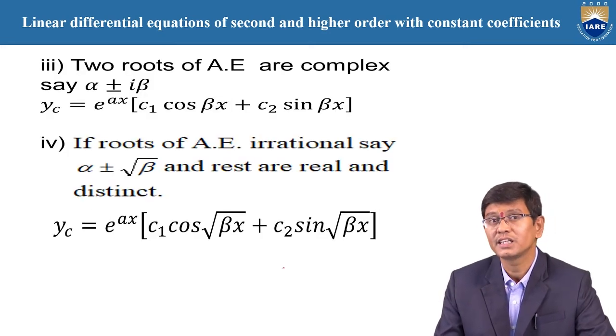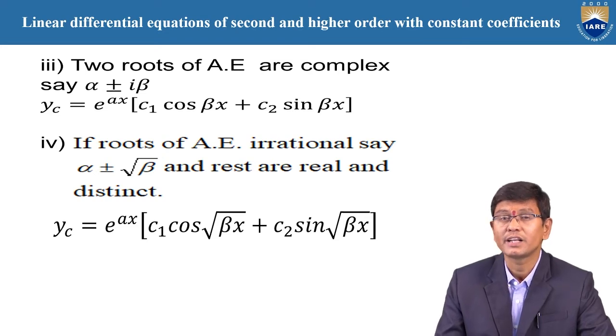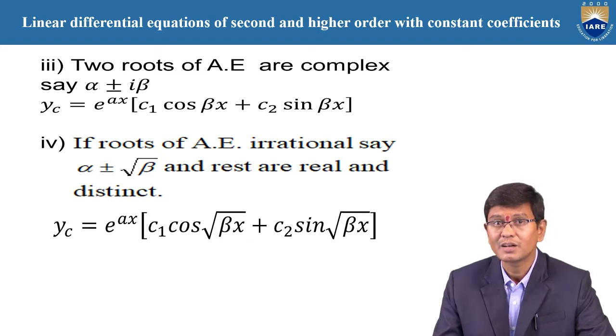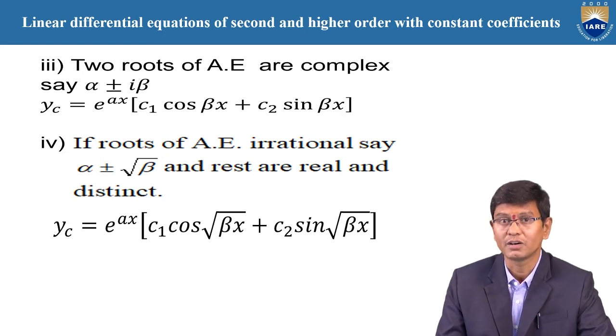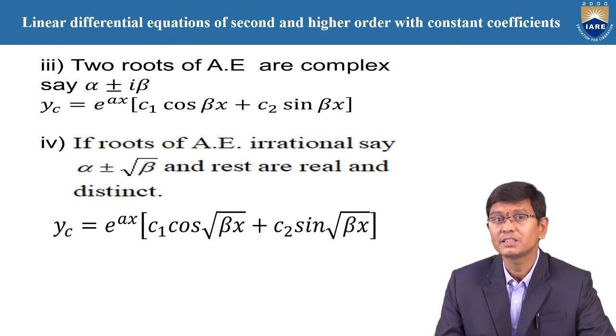Now we discuss the third case, when the roots are complex. That means the roots are alpha plus or minus i beta, where alpha is the real part and beta is the imaginary part. With the help of the real and imaginary parts, we write the complementary function as e^(alpha x) (c1 cos beta x + c2 sin beta x). Now the fourth case is when the roots are surds, that is, irrational.